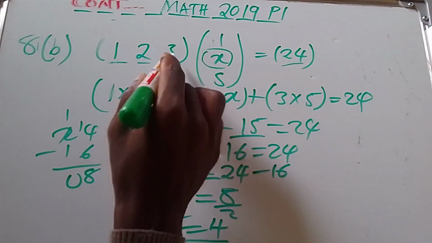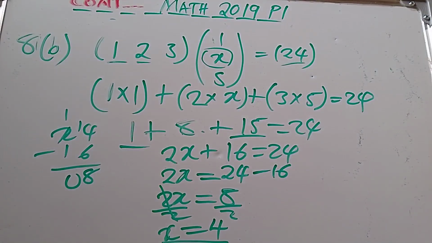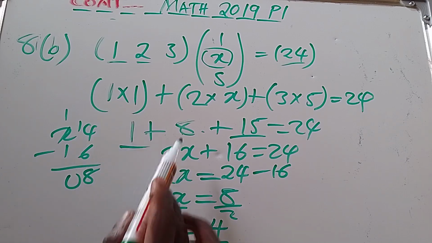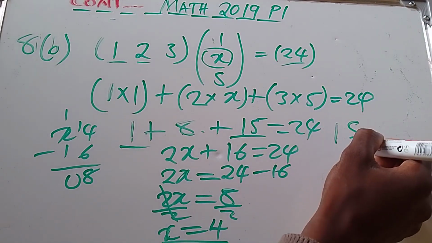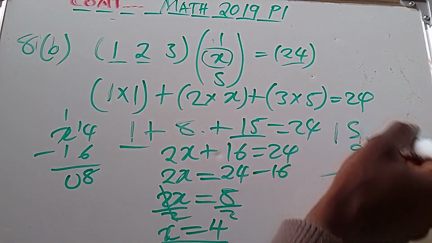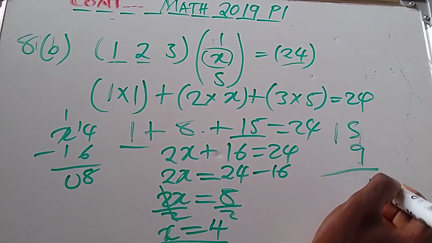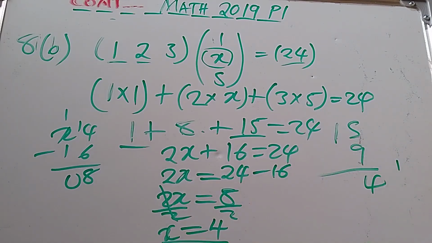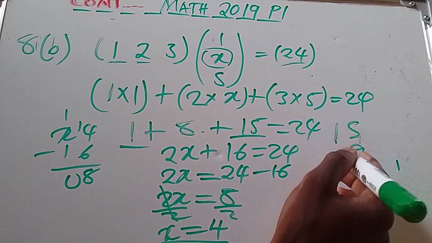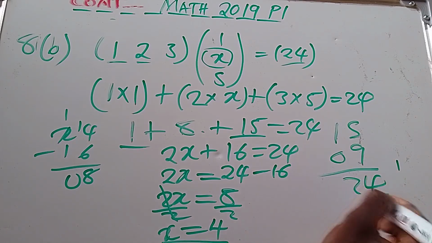Then 3 times 5, the answer is 15. So now add these numbers. This one plus this one: 8 plus 1, the answer is 9. Then 9 plus 15, the answer is, okay, let me just show you here. 9 plus 5, the answer is 14, then we write 4 and carry 1. Then here we have a 0, and 1 plus 0 is 1, plus that 1 is 2. So the answer is 24.